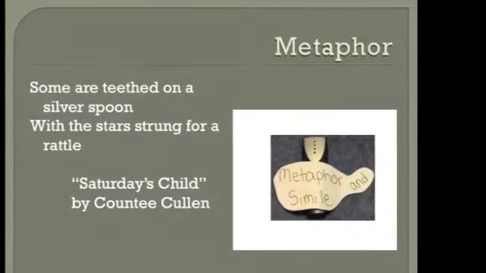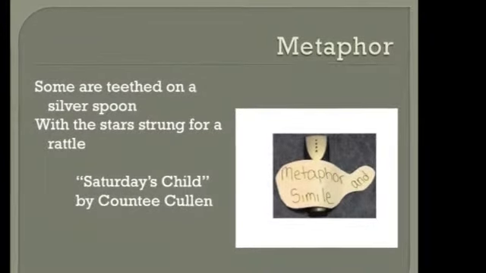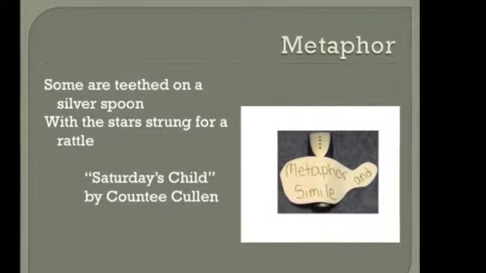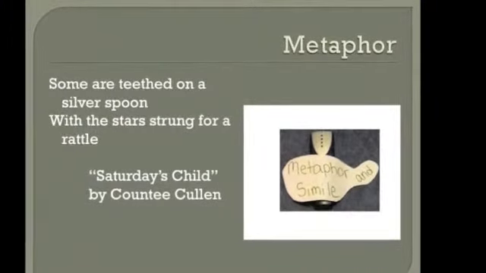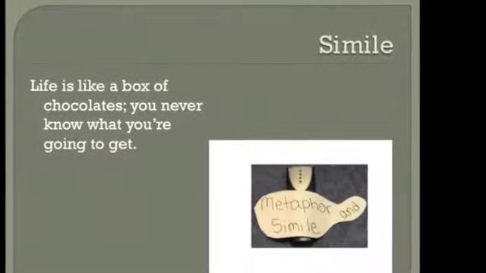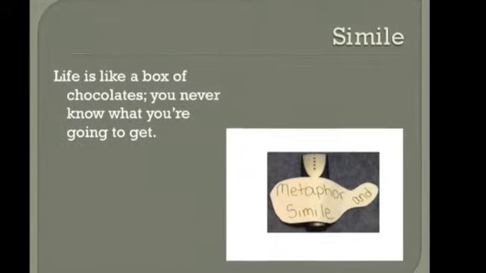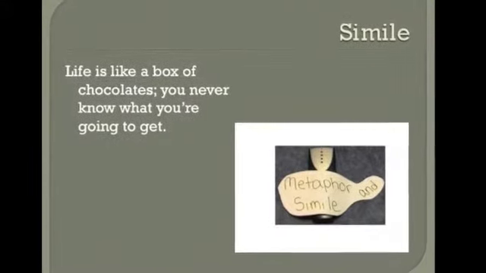A metaphor is a kind of comparison in which one thing is referred to as something else and is ascribed the qualities of that other thing. A simile is a kind of metaphor that uses like or as in the comparison. Recall from class that being teethed on a silver spoon and having stars for a rattle is not a literal meaning, but a metaphor that suggests certain people are born into wealth and an easy life. Similes are also metaphors, but they always use like or as instead of directly comparing the two words or concepts.